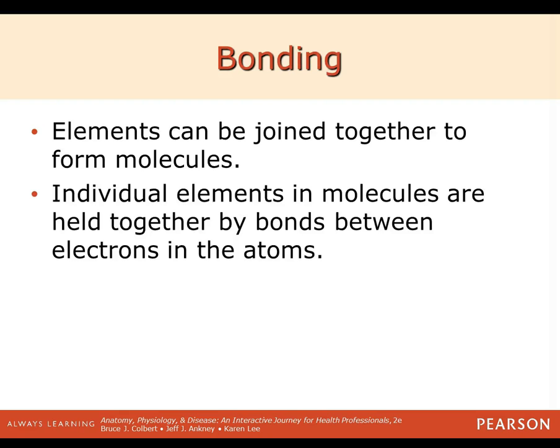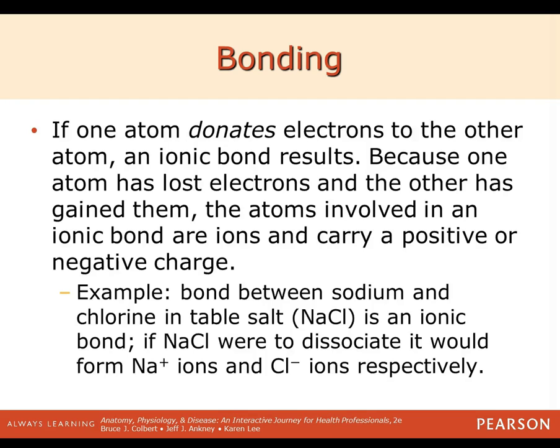Now, in talking about elements and compounds, we're going to talk for a minute about bonding. Elements can be joined together to form molecules. Individual elements and molecules are held together by bonds between the electrons in the atoms. If one atom donates an electron to the other atom, an ionic bond results.